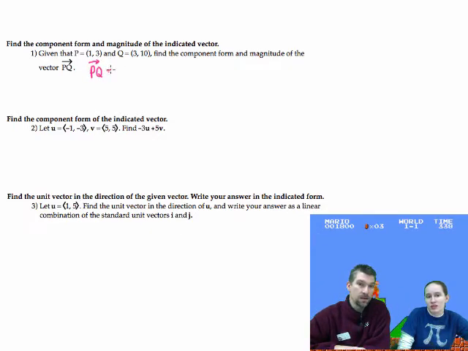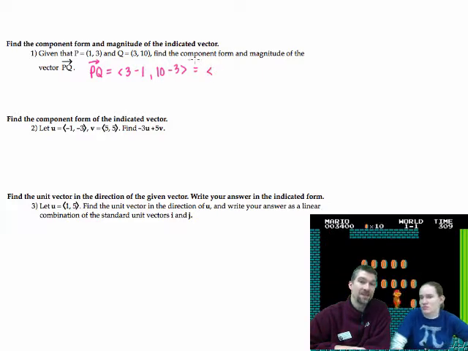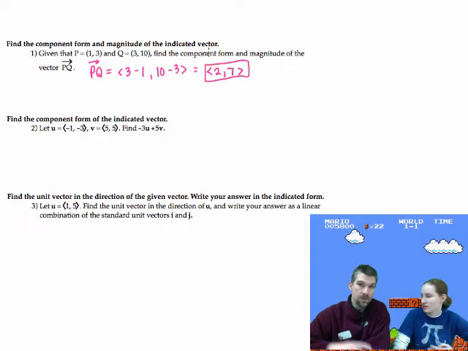To find PQ, we need to do the second point minus the first. So for our x values, that's 3 minus 1. For our y values, that's 10 minus 3. So that's 2 and 7. That's the component form. Component form is where we have an x and a y component.